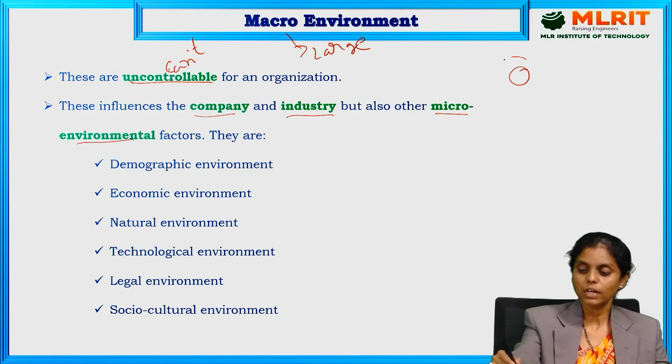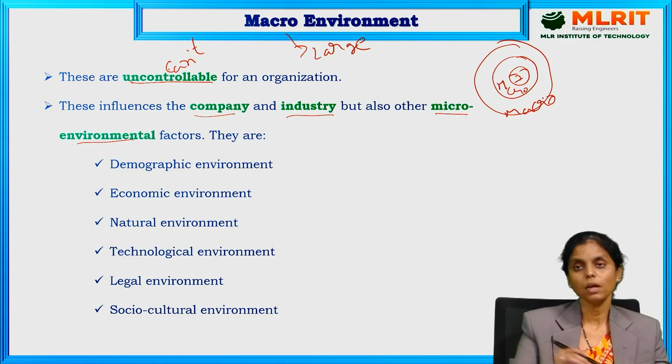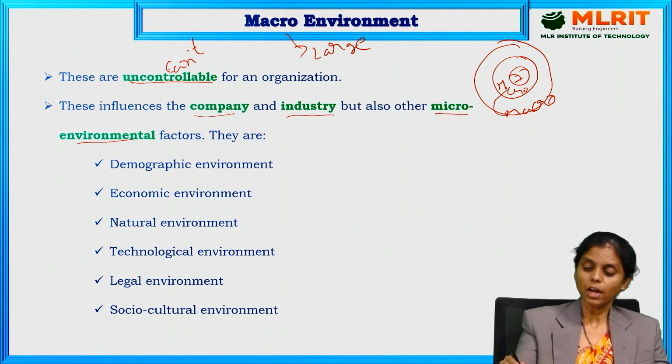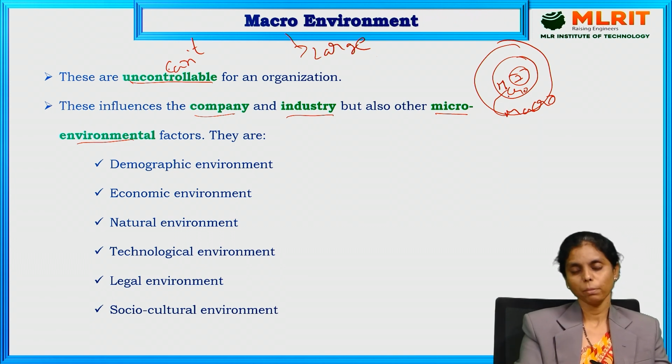As we said, the three circle picture that we have: internal environment, micro environment, and this last one that we have, it is macro environmental factors. Now what this macro environment will do is influence the company as well as the industry. Along with that, the micro environment can also be influenced by this macro environment.